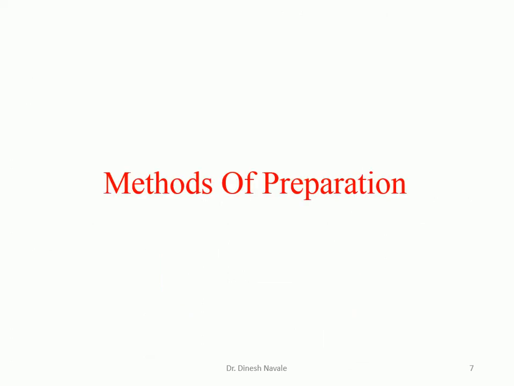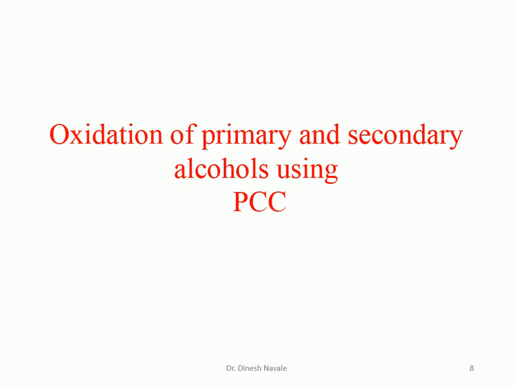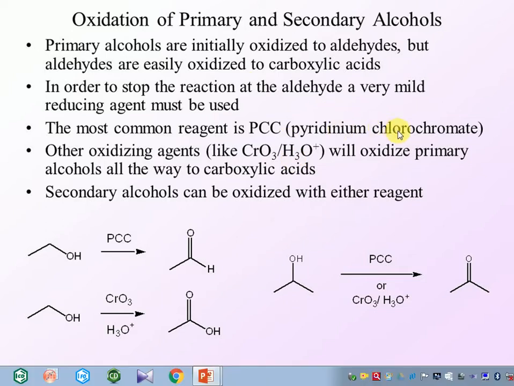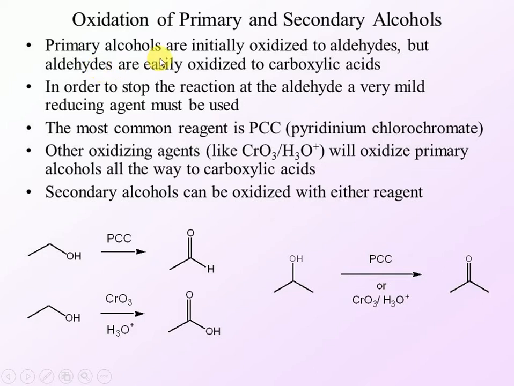Now the next part that we are going to see is the methods of preparation of carbonyl compounds. So what are the different methods? The very first method that we are going to see is the oxidation of primary and secondary alcohols by using PCC. So let us see what PCC is. PCC stands for pyridinium chlorochromate. Oxidation of primary and secondary alcohol can be carried out by using the PCC reagent, that is, pyridinium chlorochromate. Primary alcohols are initially oxidized to aldehyde, but aldehydes are easily oxidized to carboxylic acid.